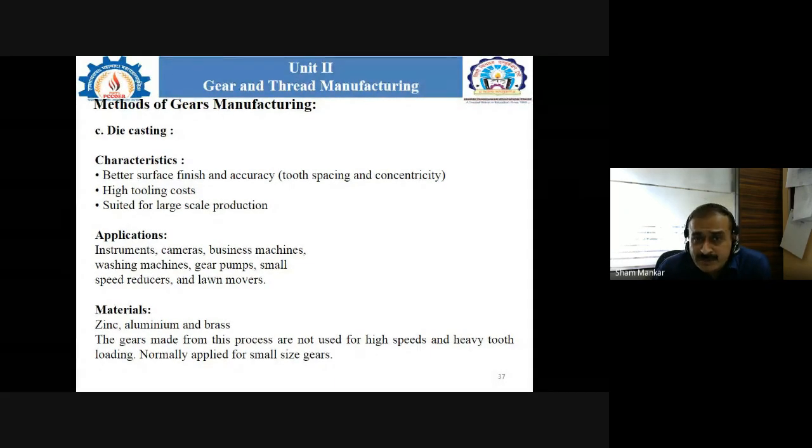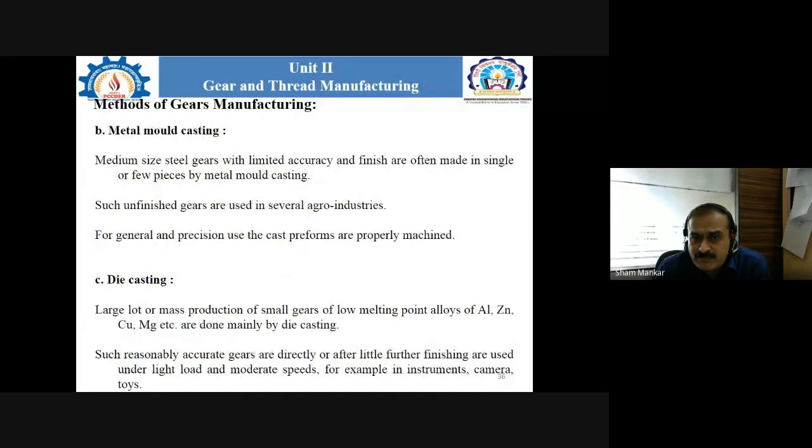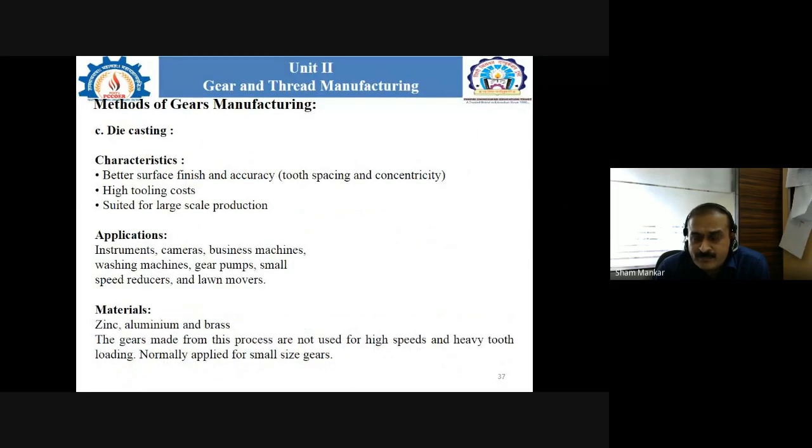Taking into consideration the importance of the die casting process in gear manufacturing, there are again some important characteristics, applications and materials. As mentioned in the previous slide, the materials we consider are aluminum, zinc, copper, magnesium, as well as brass. These are the different kinds of material we normally use for making gears by the die casting process. We recommend this process for small size gears.